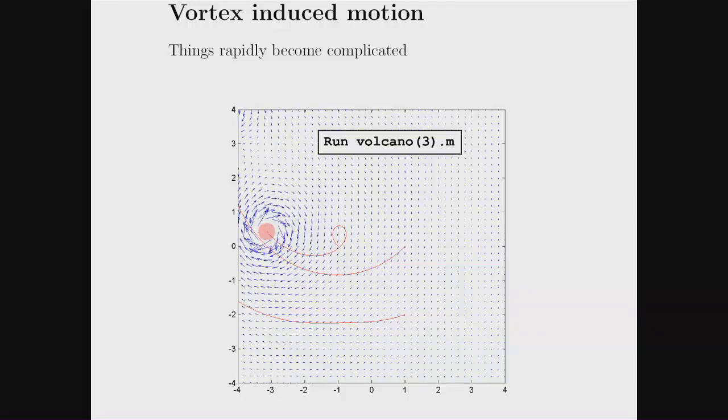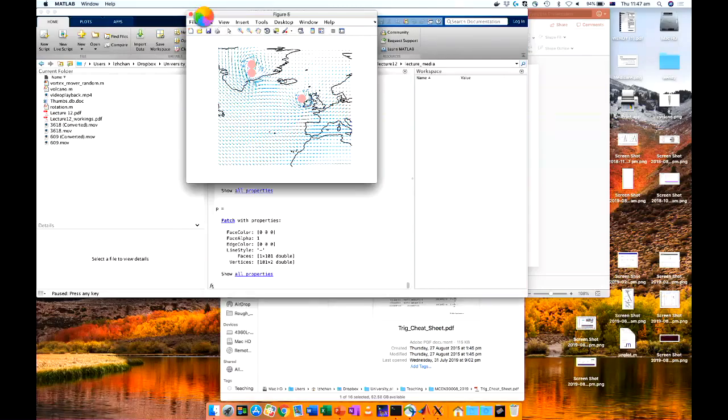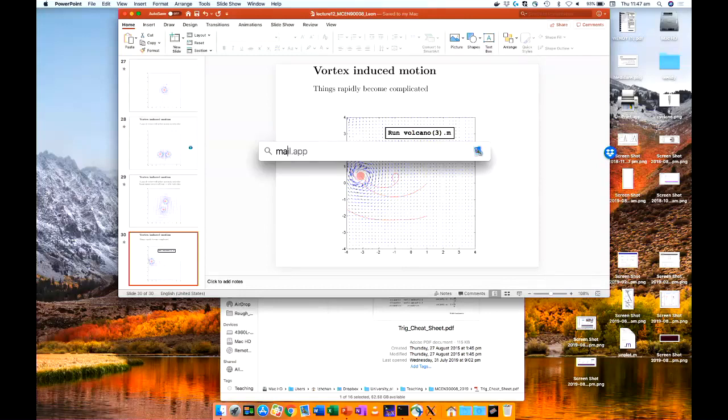Okay, so before I end, I thought I'd show you something quite interesting about point vortices. So I'm going to have... don't crash. Oh, what's going on? Okay, MATLAB crashed. Give me a minute.